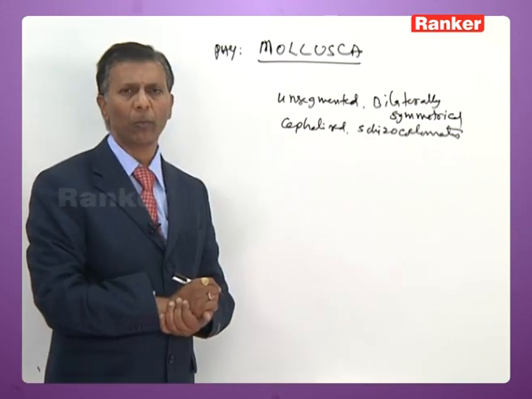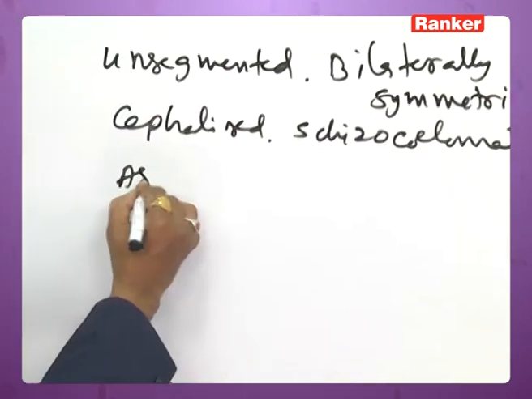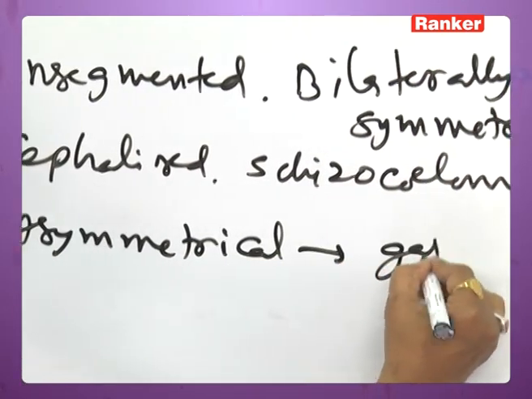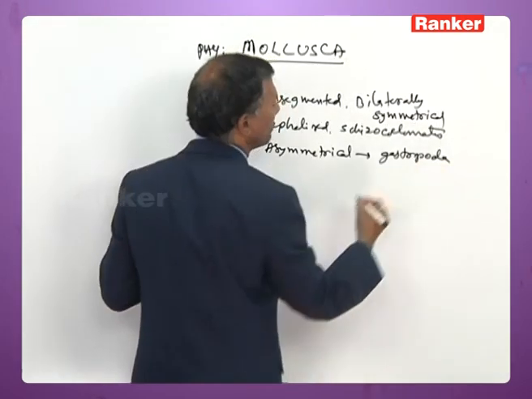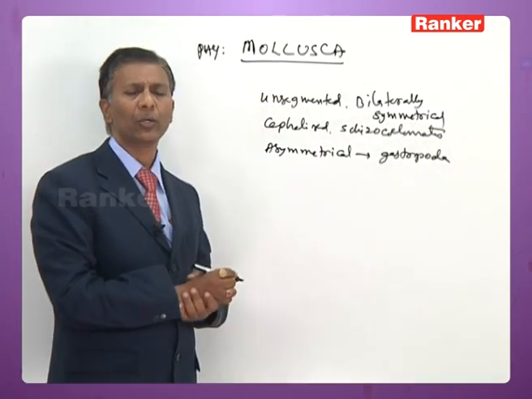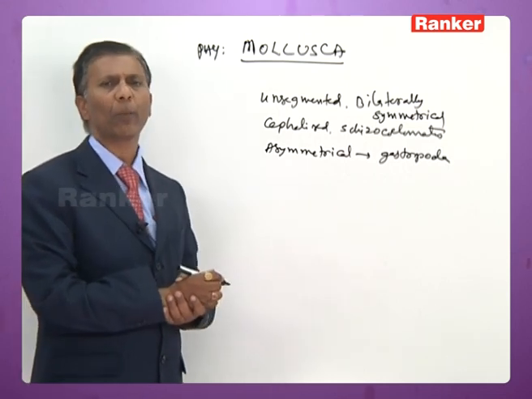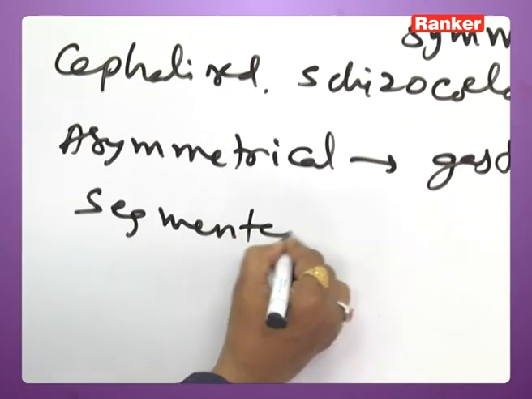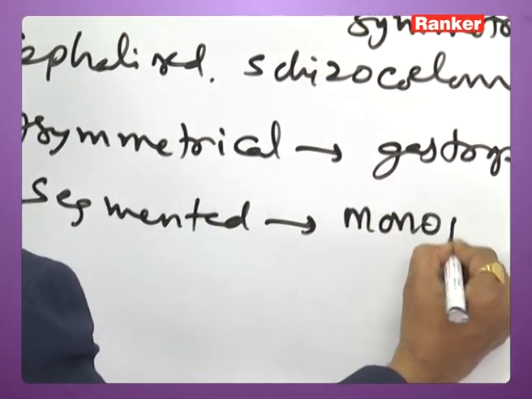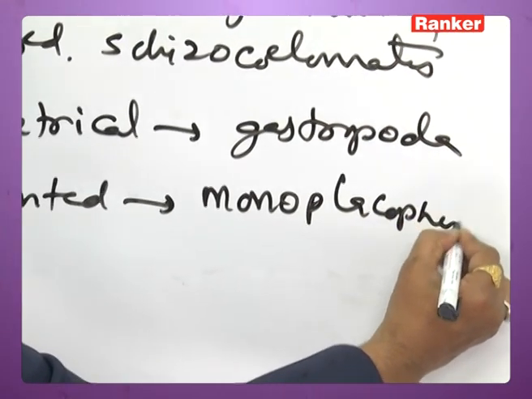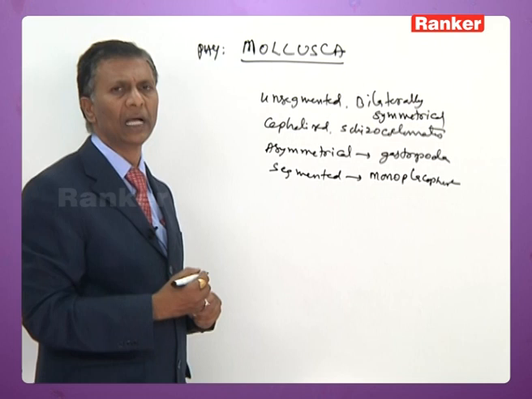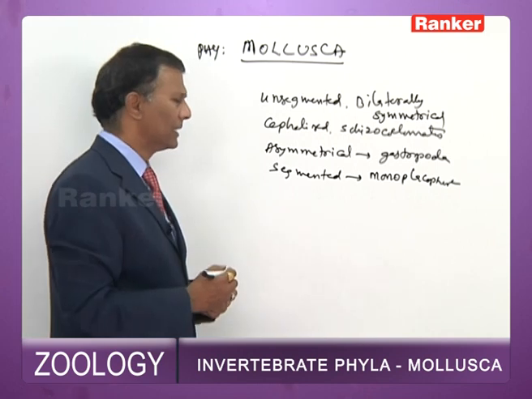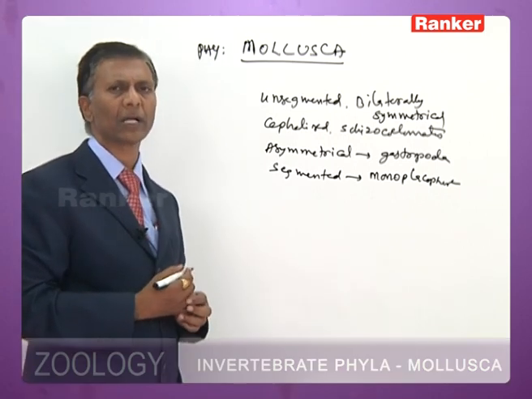The only molluscan group which is asymmetrical is Gastropoda. That includes mostly snails, which are asymmetrical due to torsion. The only group of mollusca which is segmented is Monoplacophora. Monoplacophora is the only group of mollusca which is internally segmented. Except this, the rest of them are unsegmented. The asymmetrical group of molluscans are gastropods because of torsion.